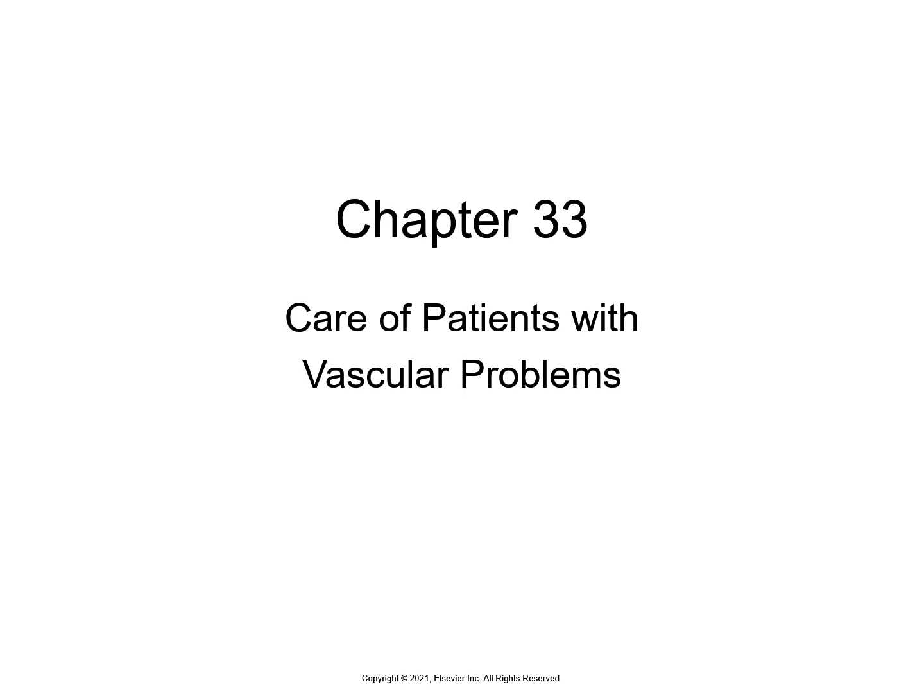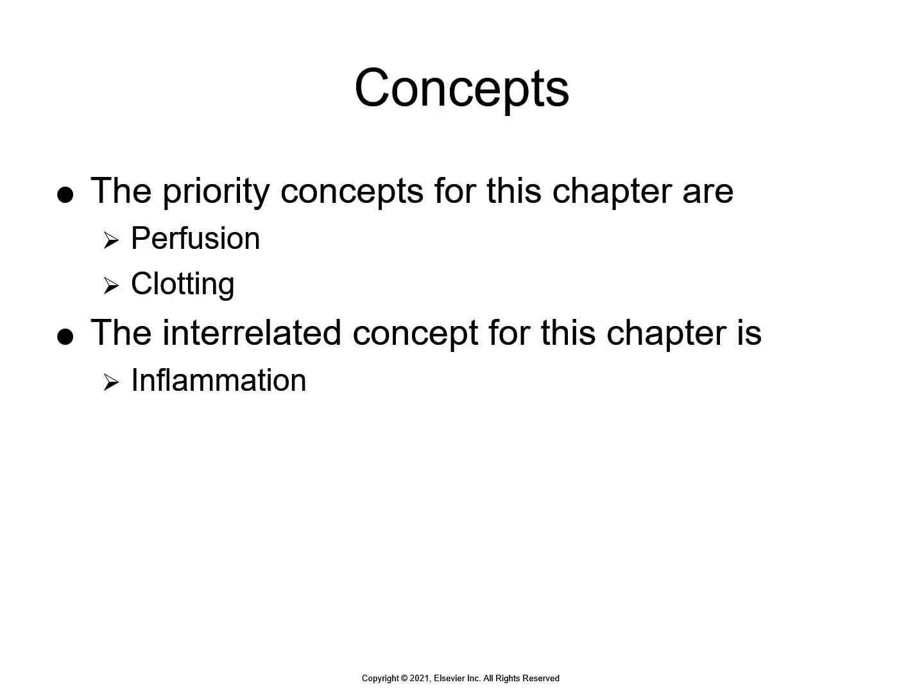This is chapter 33. This is care of the patients who have vascular problems. Pace yourself with this chapter because it is pretty detailed and it's long. So your priority concepts for this chapter are going to be perfusion again and clotting. The interrelated concept for this chapter is inflammation.